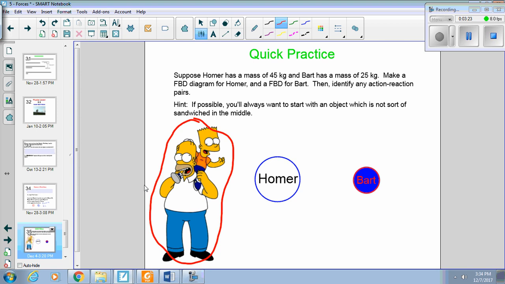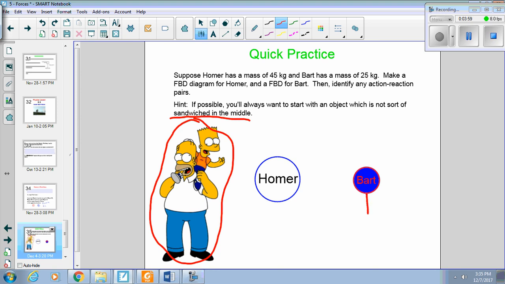So the best way to do that is to separate them into Homer and Bart. Afterwards, what we can go ahead and do is draw a free body diagram. That'll make it easier. And when you do this, you always want to start with the object that is not sandwiched in the middle of another object. So, for example, Homer is sandwiched between the ground and Bart. So I'm going to start with Bart because he is not sandwiched between anything. He's just sitting on Homer's shoulders.